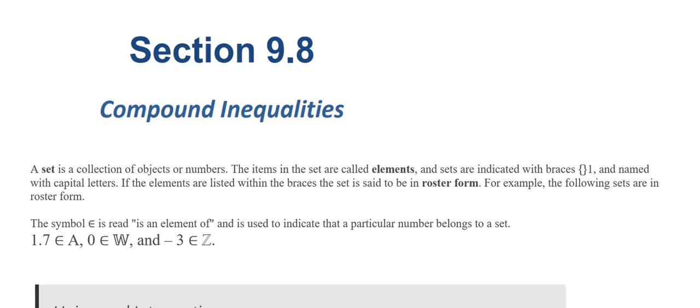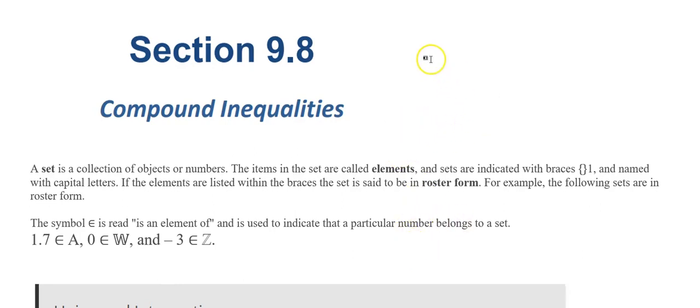So you can almost think of a set as like a grocery shopping bag or a grocery cart. That is your set. Everything you put in it is an element. Sets are indicated with braces, and they're named with capital letters. If elements are listed within the braces, it's said to be in roster form. Let me give an example of what that looks like.